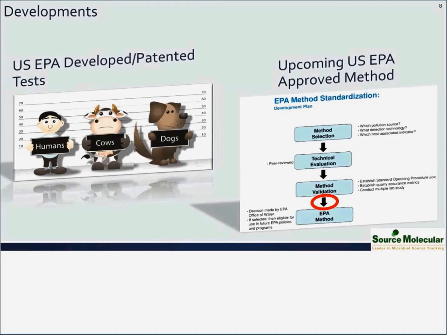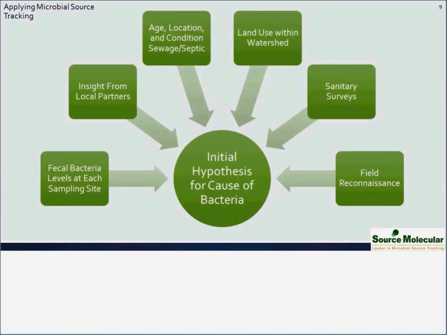And so now we're going to go to the third part, which is how to actually apply microbial source tracking on a project. So the first step, you really need to think about your initial hypothesis of what's causing bacteria. And to do that, you accumulate your data. For example, fecal bacteria levels at each site that you're monitoring, getting insight from local partners as far as what can be occurring, finding out the age, location, condition of sewage and septic systems along the watershed, land use within the watershed, sanitary surveys, and field reconnaissance.